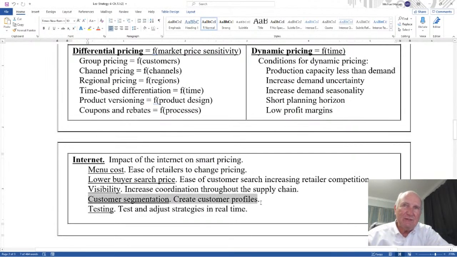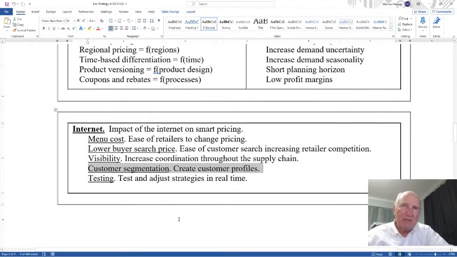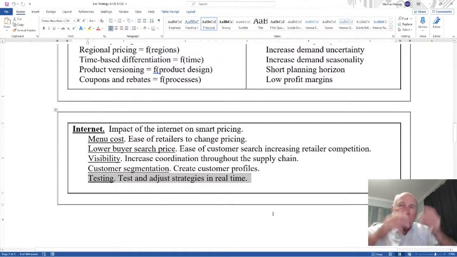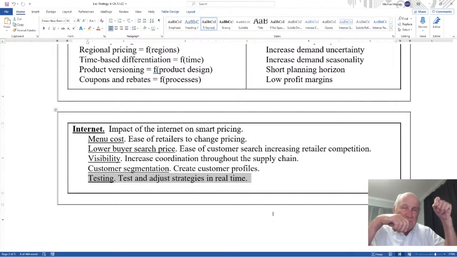Customer segmentation. You can create different profiles, separate the different profiles of customers, and focus on different customer markets and their different desires. The internet has allowed us to do that, and that's where you get into artificial intelligence. And testing: test and adjust strategies in real time. You say something isn't working. Well, on the internet, you can change it very easily, very quickly, and see what happens.